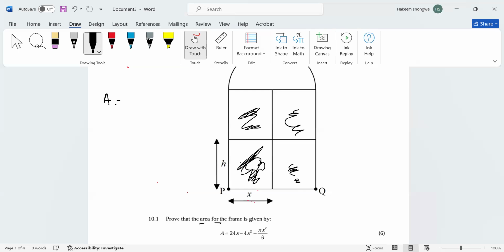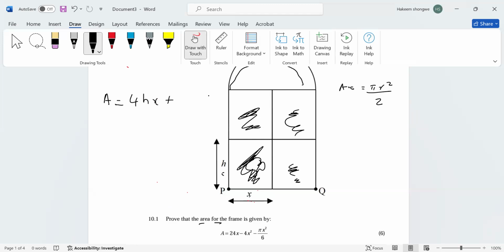So what is the area of the small rectangle? It's H multiplied by X, so it's HX. Basically we have 4HX plus pi, and this one is a semicircle. The area of a circle is pi r squared, but since this is half a circle, you say pi r squared divided by 2.